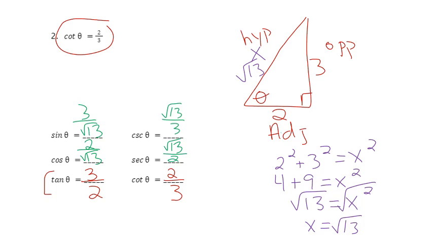And then finally, I'm going to check which ones I have to rationalize. And we have to rationalize sine and cosine. So when I rationalize these out, we would get 3 root 13 over 13, and 2 root 13 over 13. And those would be my final answers.